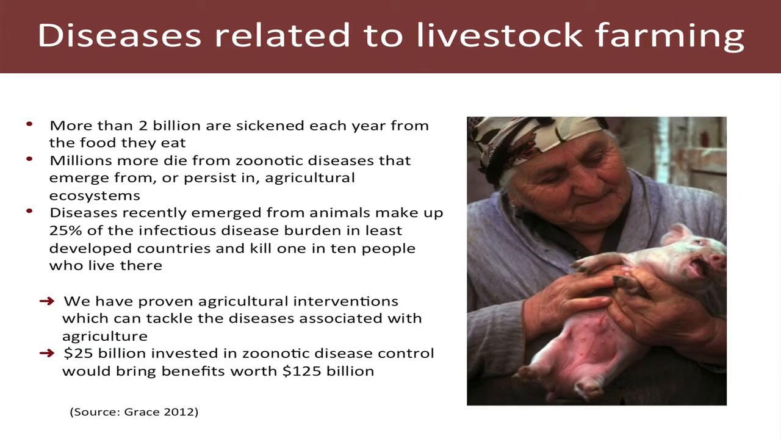But looking more specifically at the direct links between livestock and health, it's estimated, this is from a recent report by Delia Grace, a colleague of mine at ILRI, who was putting forward a business case for One Health, and she estimates that more than 2 billion people are sickened each year from the food they eat, and that millions more die from zoonotic diseases that emerge or persist in agricultural ecosystems. And diseases recently emerged from animals apparently make up 25%, so that's a quarter of all infectious disease burden in the least developed countries. And they kill 1 in 10 people who live there. So these are very significant direct effects, and these are things that we can do something about as well.